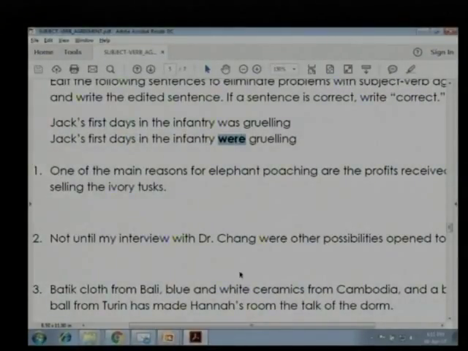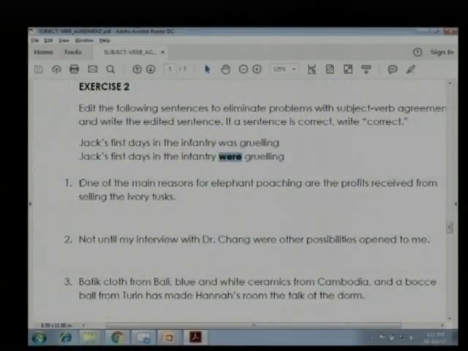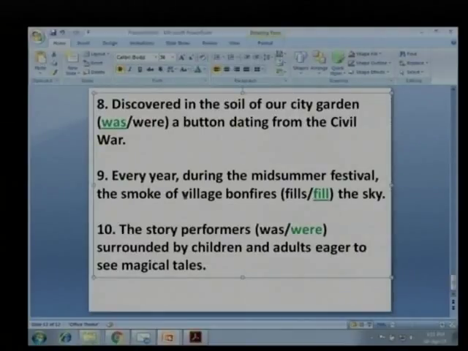Alright. Now let's pick one sentence here. We are going to make changes if required.